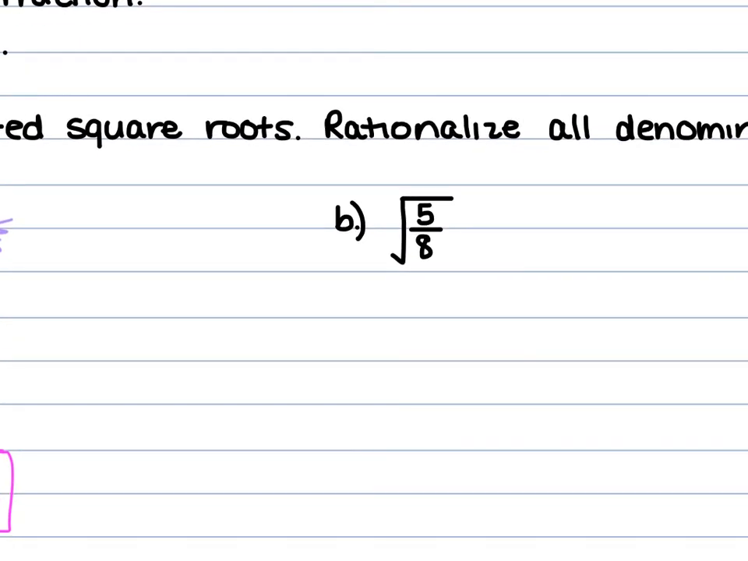For B, we have the square root of 5 over the square root of 8. 5 is prime, 8 is not. 8 is 4 and 2. The 4 is 2 and 2. Groups of 2. So the square root of 5 over 2 square root 2.